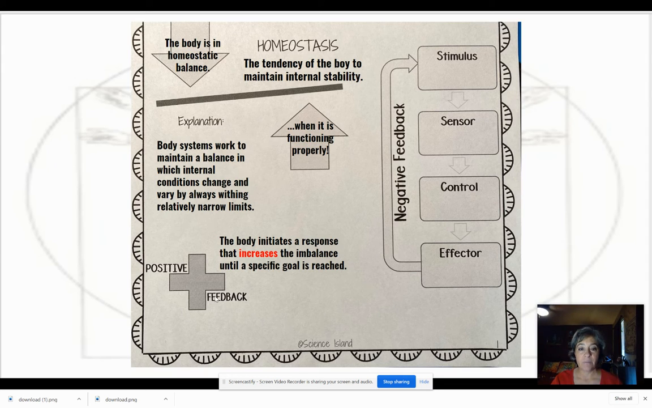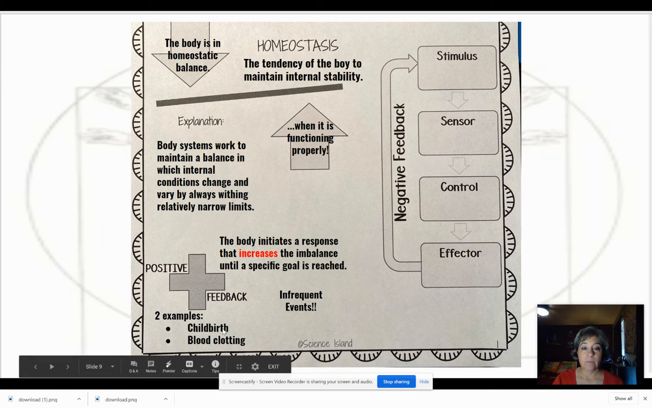A positive feedback is where the body initiates or starts a response that increases the imbalance until a specific goal is reached. That word in red is going to be important because that's what makes it a positive feedback. Your body starts something and it keeps increasing and increasing until that goal is reached, and then it will go back to normal. That doesn't happen very often in our body. There are actually only 2 cases where we have positive feedback.